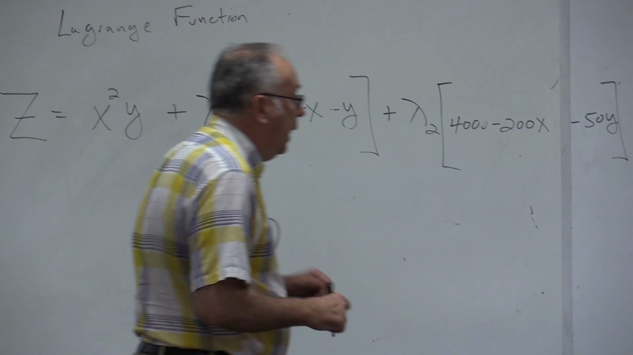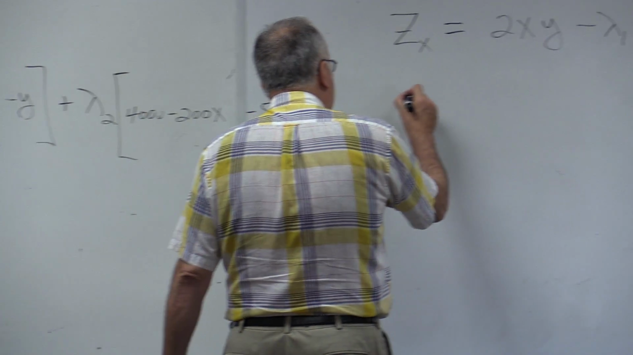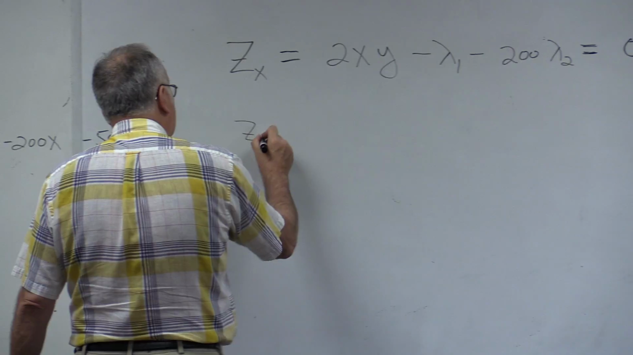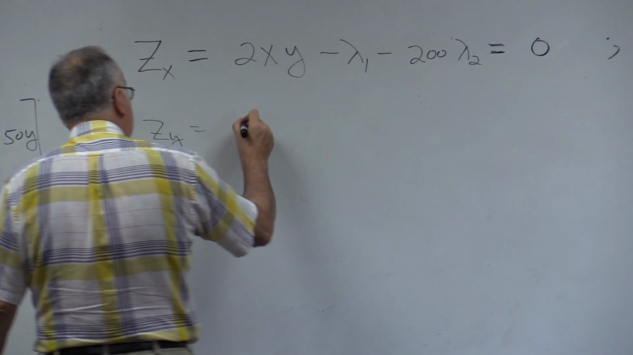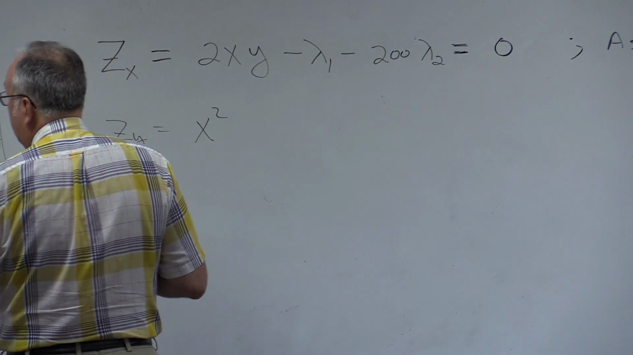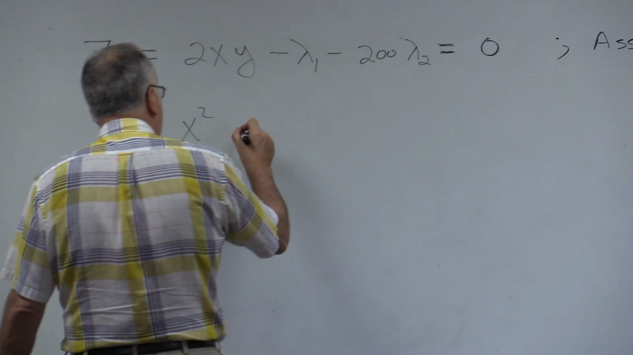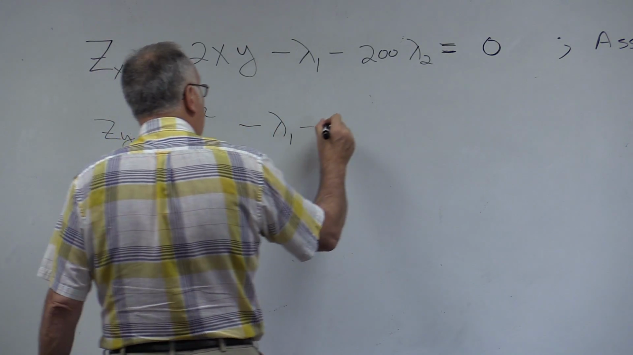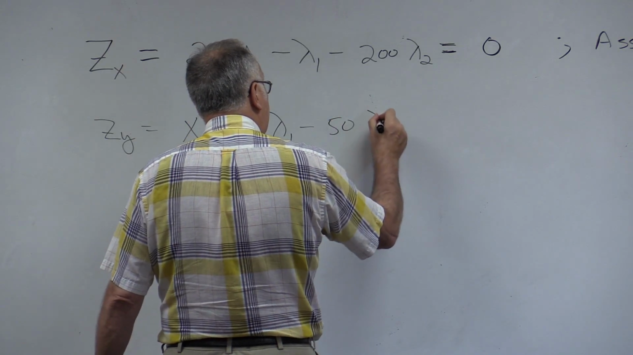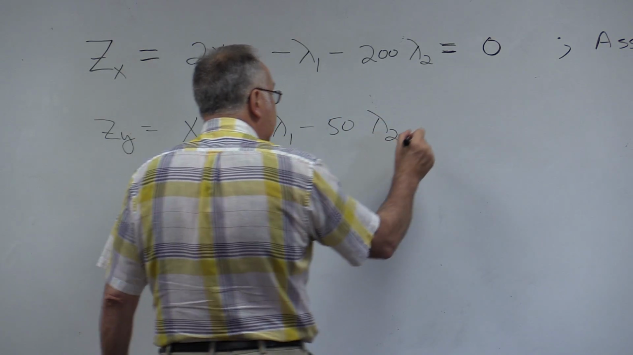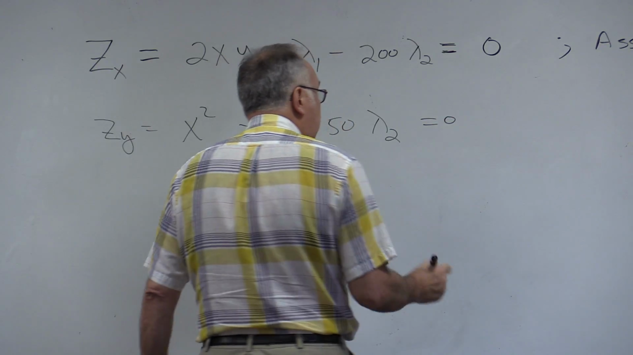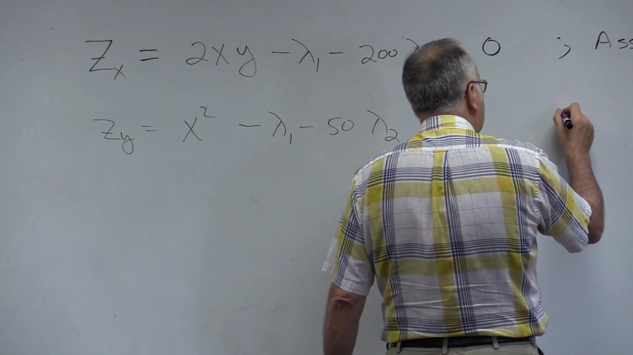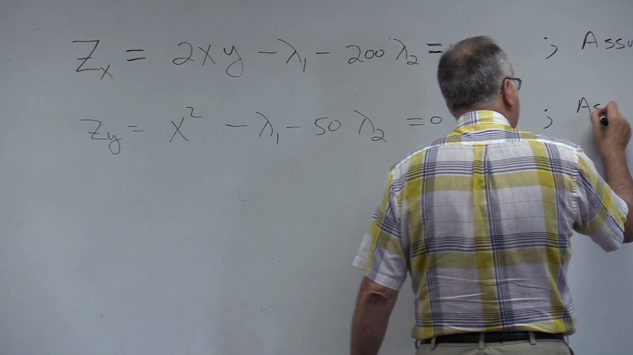And what is z sub y? Yes, it'll be x squared minus lambda 1. And let's assume that this is 0. That assumes that y is greater than 0.